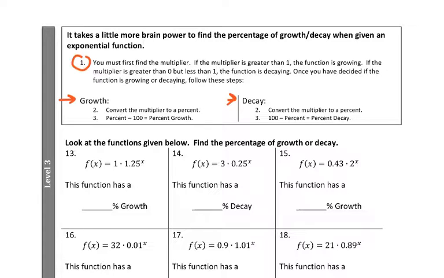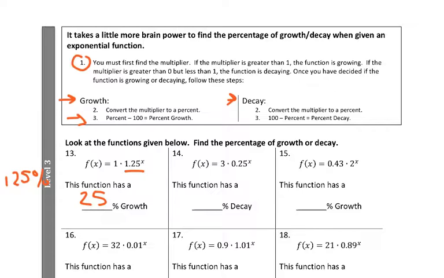So let's look here. Our growth multiplier is 1.25. And so first of all, we want to ask ourselves, is that growing or decaying? Well, 1.25 is greater than 1, so I know that it's growing. And so what we're going to do here is follow these instructions. I'm going to convert the multiplier into a percentage. So 1.25 is going to be 125 in terms of a percent. Then I'm going to take that percent and subtract 100 from it. So 125 minus 100 gives us 25% growth.